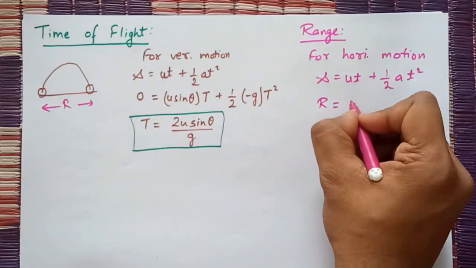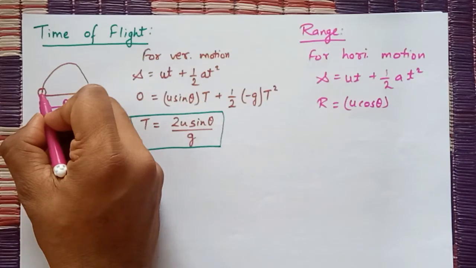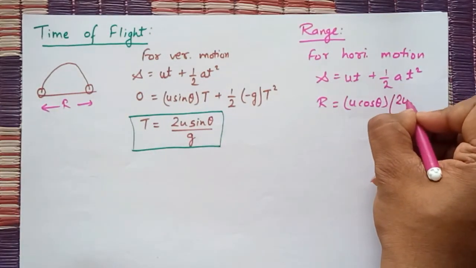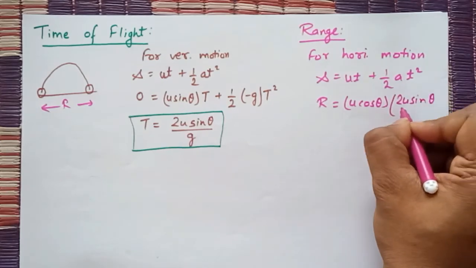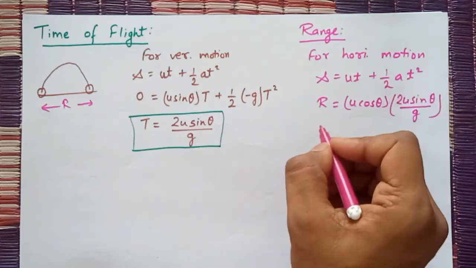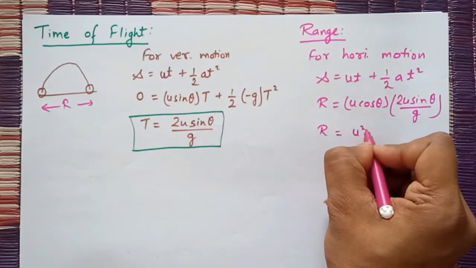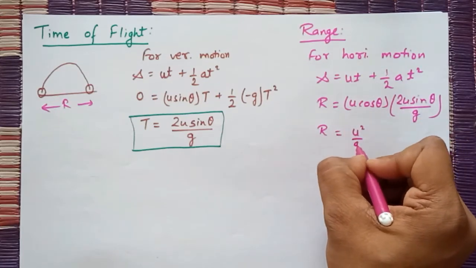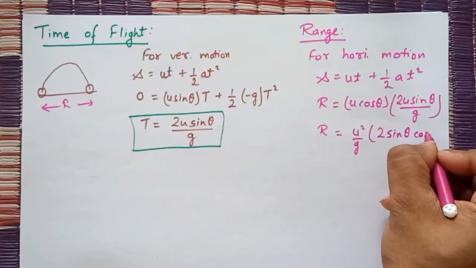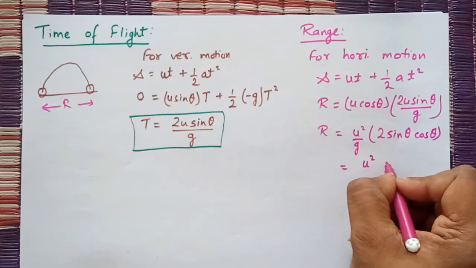And initial velocity is u cos theta. Total time from here to here is 2u sine theta by g. And acceleration is 0, so this part will be 0. I can write R as u into u square by g multiplied by 2 sine theta cos theta. In trigonometry, the formula for 2 sine theta cos theta is sine 2 theta.